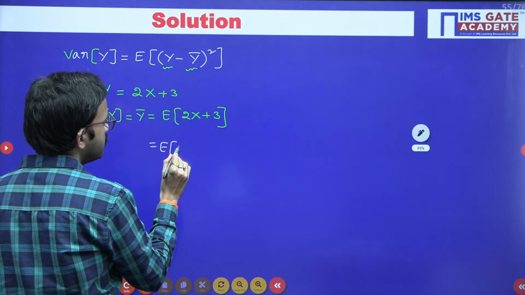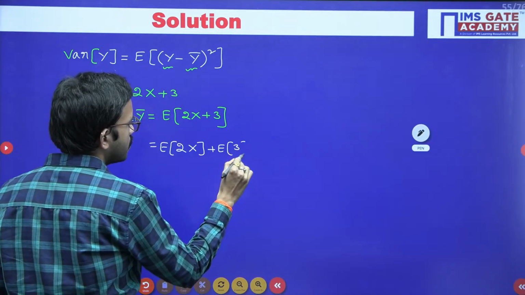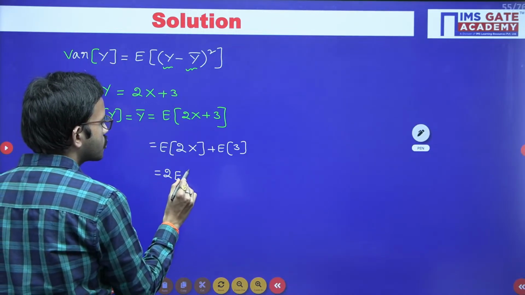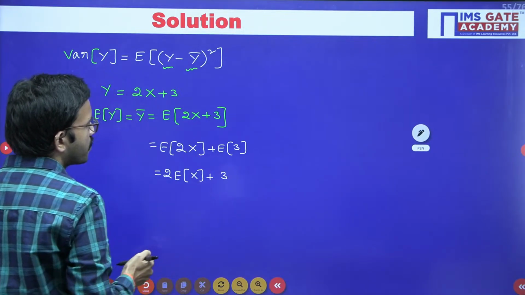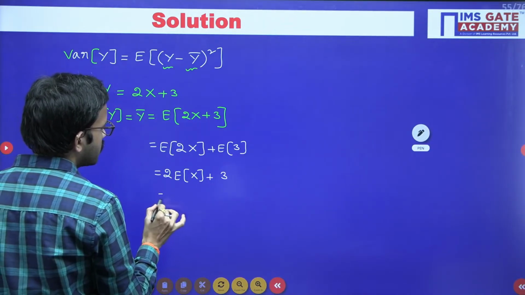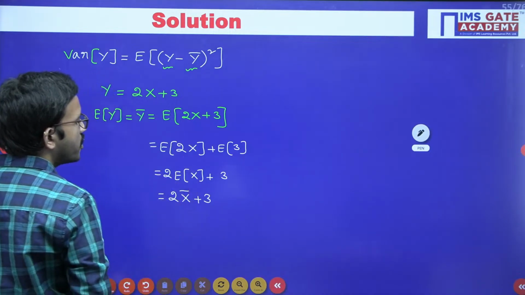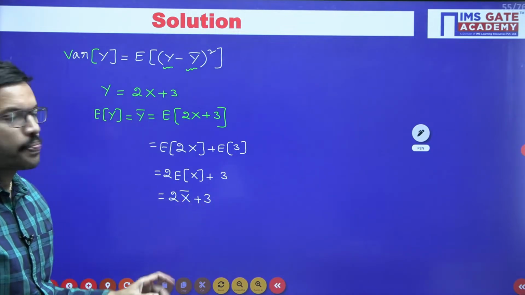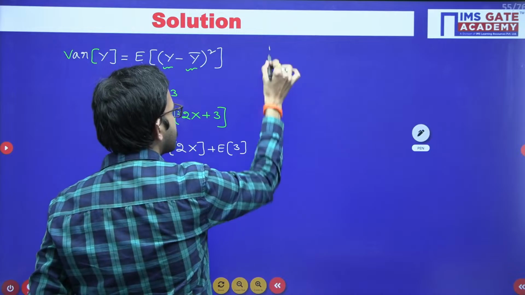So I am splitting like this: expectation of 2x plus expectation of 3. Here 2 is a constant, we can keep it outside. So 2 into expectation of x plus expectation of a constant, which is the constant only. So you are getting 2 into expectation of x plus 3. Expectation of x you can write as x bar. So you got y bar as 2 times x bar plus 3. Now you can substitute y and y bar to calculate variance of y.